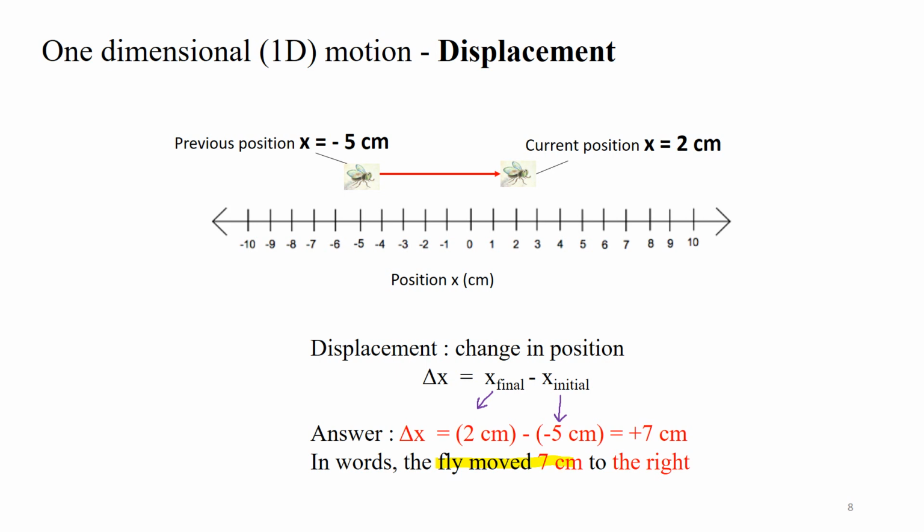So here we have positive 7 centimeters of displacement, which means the following here. Okay, so let's highlight this part. Positive displacement means the fly is moving in the positive direction. So positive 7 centimeter displacement means the fly is moving 7 centimeters in the positive direction, which is to the right. Okay. All right, so to the right is another way of saying positive direction.